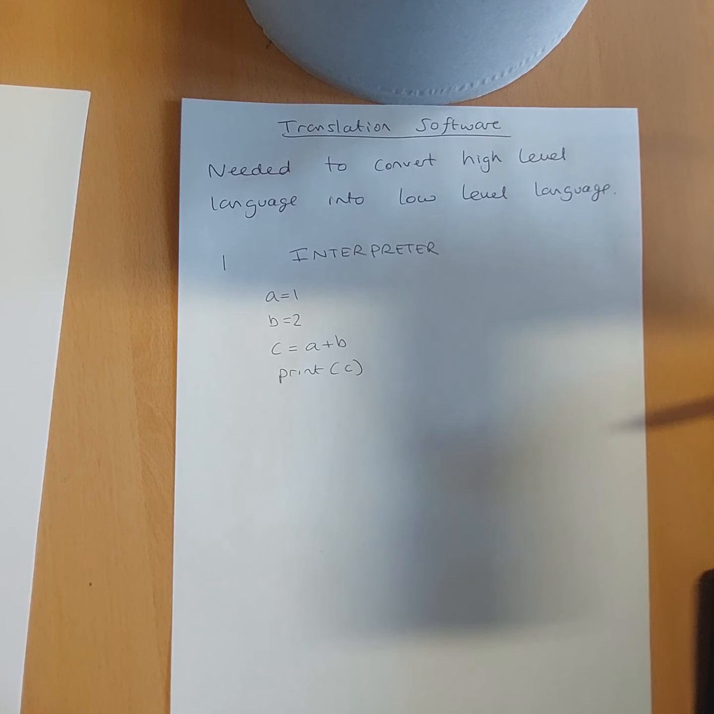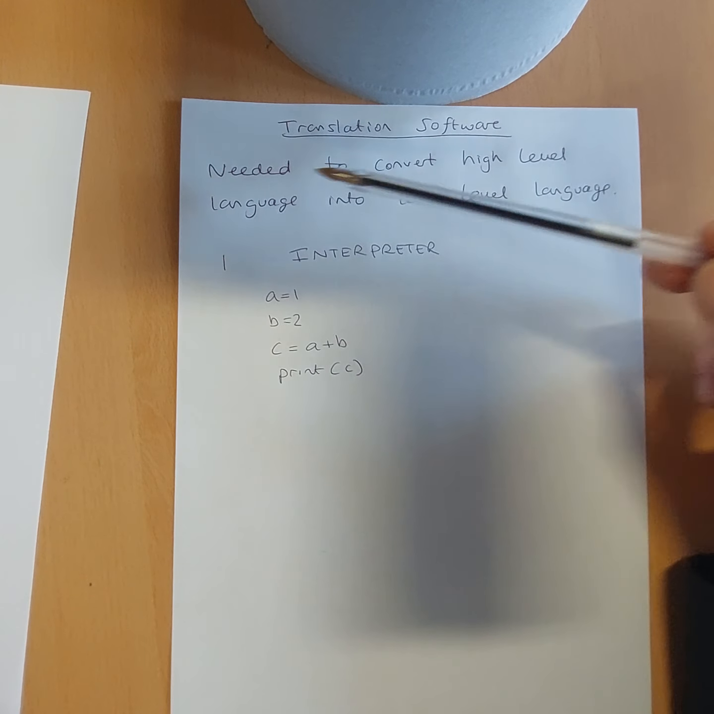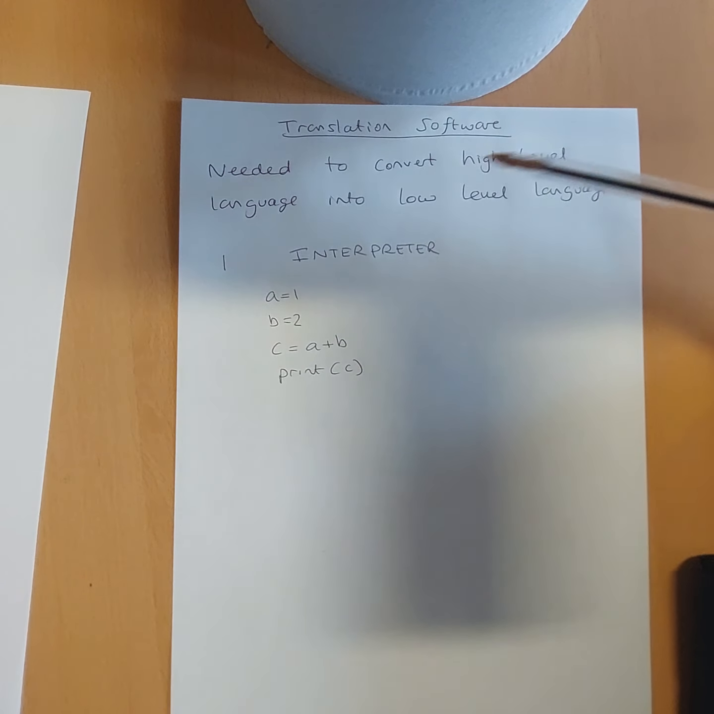Okay, now we're happy with high and low level languages, and we're aware that high level languages need to be converted into machine code so they'll run on the computer. We've just got to look at different types of what we call translation software. That's the software that's going to convert our high level language into a low level language. Translation software is needed to convert high level language into low level language.